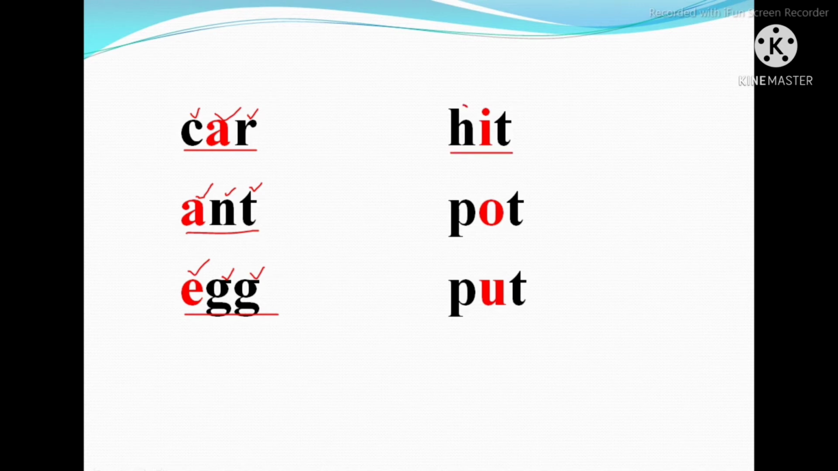Hit. H, T are consonants. I is a vowel. Pot. P and T are consonants, whereas O is a vowel. Another word, put. P and T are consonants. U is a vowel. So you can see here in all the words there are vowels.